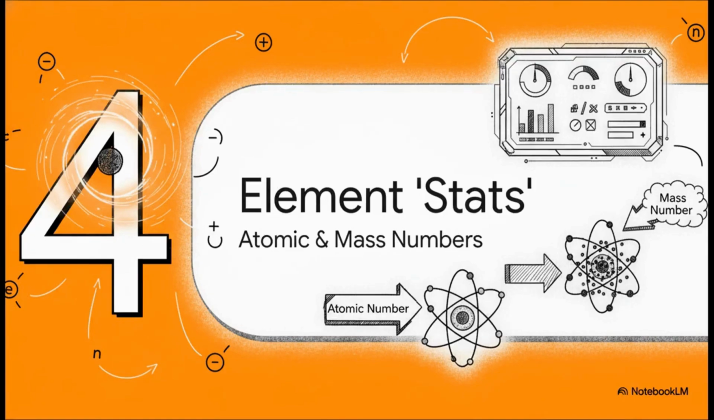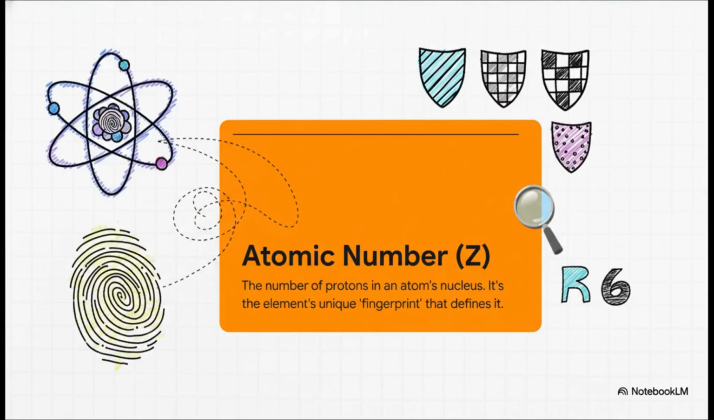Awesome. So now that we know all the players on the team, let's learn how to read their stats, just like you would for a character in a video game. We're going to talk about the atomic number and the mass number. First, and this is the most important stat on the entire sheet, is the atomic number. We usually represent it with the letter Z, and it is simply the number of protons. That's it. This one number is the element's unique, unchangeable fingerprint that defines what it is.